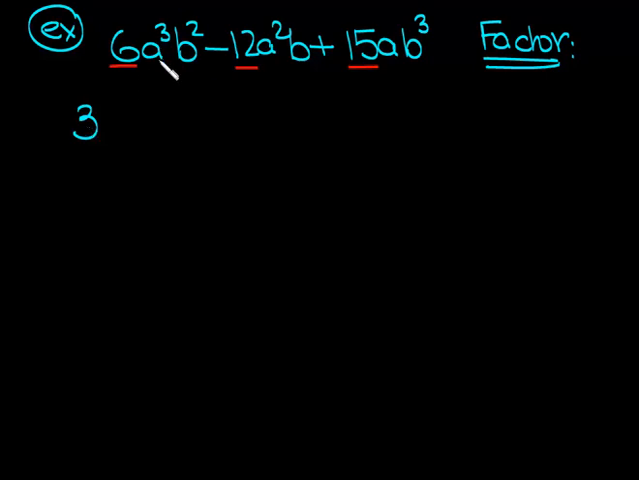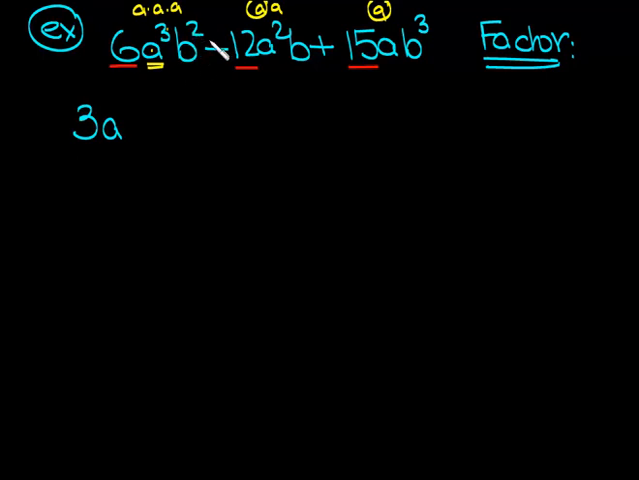Then you look at the variables. How many a's do I have here? A cubed, that means technically I have a times a times a, 3 of them. Out here I have 2. Out here I have 1. So what is the greatest number of a's that are common to each of those terms? Well, there's only 1 here, there's 1 here, and 1. So I can only take out 1a. So let's do that. That's the greatest number of a's that are common to all 3 terms.